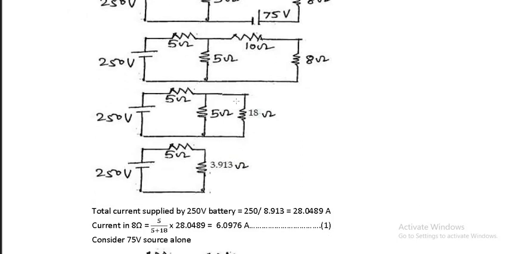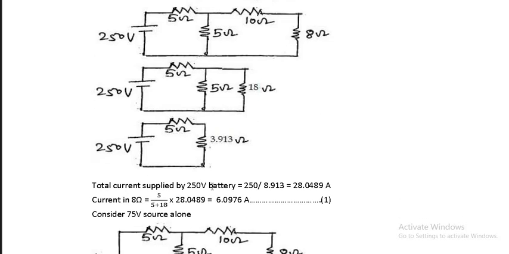So the way we follow for the resistance solving, exactly the reverse way we follow for the current division, right? So this was the last step. Just before that, this is the current division. I want to find out this first current division over here, because I want to find out the current flowing through 8 ohm. The current flowing through 8 and 10 is the same, so 18 is the same. So I want to find out the current flowing through 18. It will be 5 upon 5 plus 18 into the total current, which is 28.0489. So that comes out to be 6.0976 amperes.